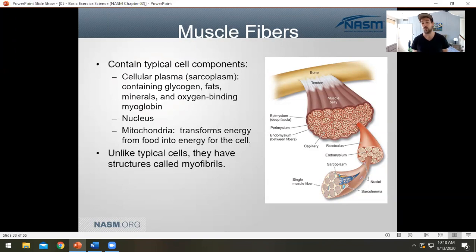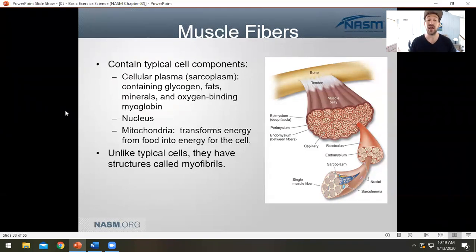But this is where, whenever you hear the word sarco, we're in muscle territory. You're talking about muscles. So sarcoplasm is the fluid portion of a muscle cell. And it's special because it has glycogen in it. It's got some fats in there. It has special minerals that are related, like electrolytes and things like that.